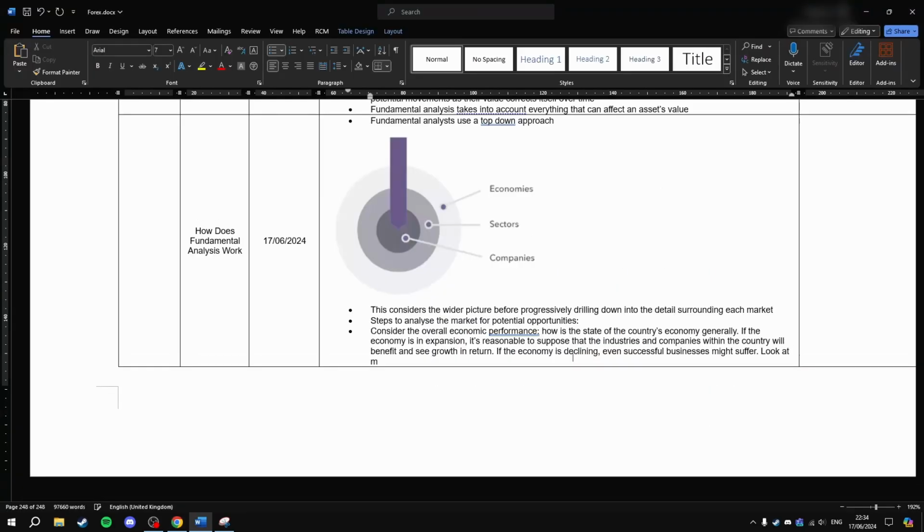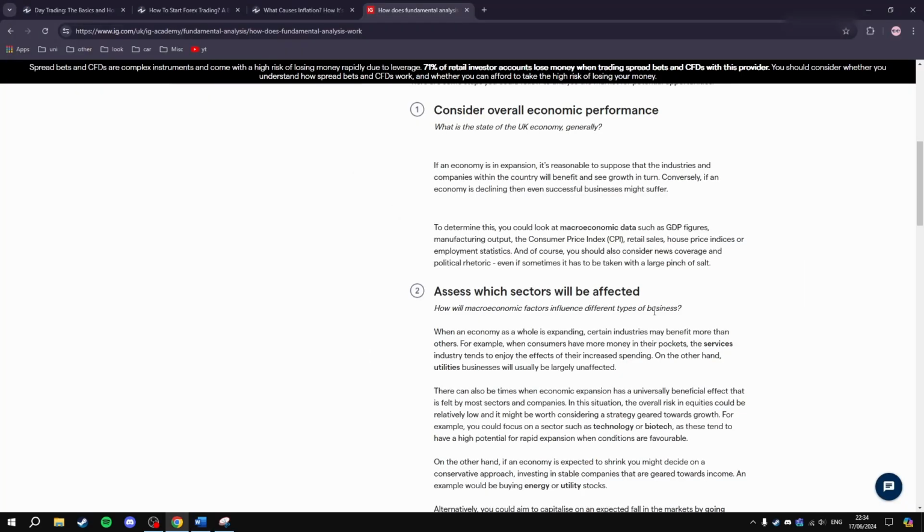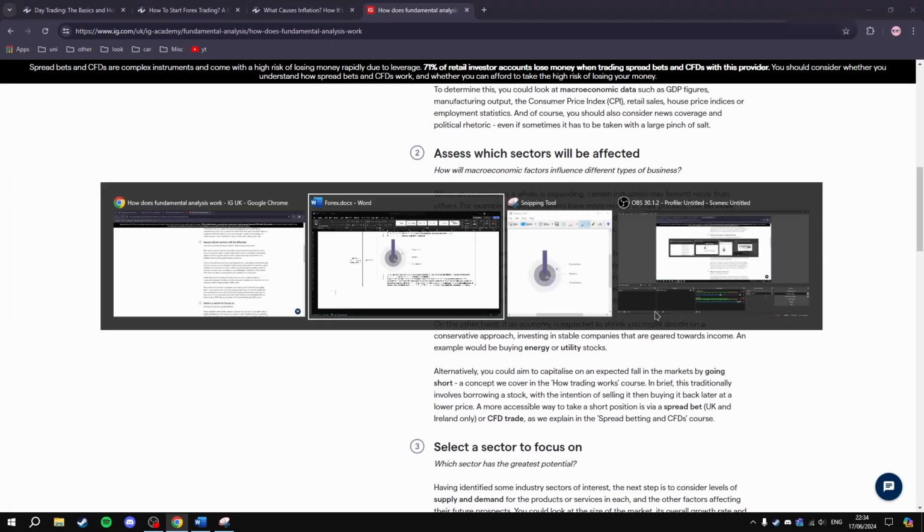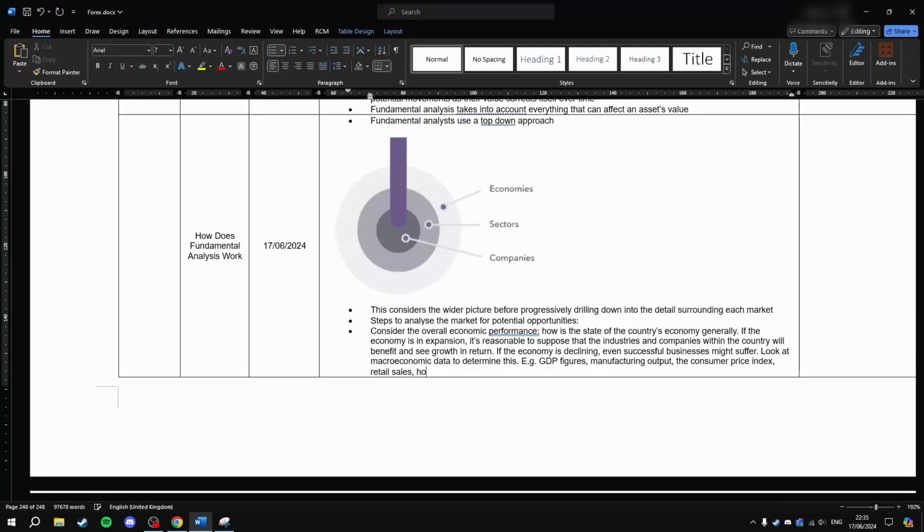There we go. Look at macroeconomic data to determine this, e.g., GDP figures, manufacturing output, CPI, retail sales, house price indices, or employment statistics. Consider news coverage as well.